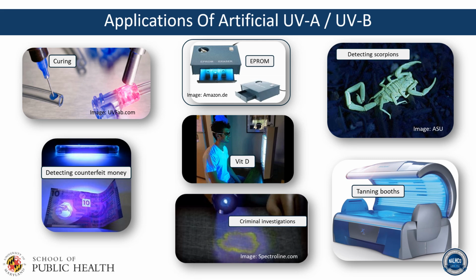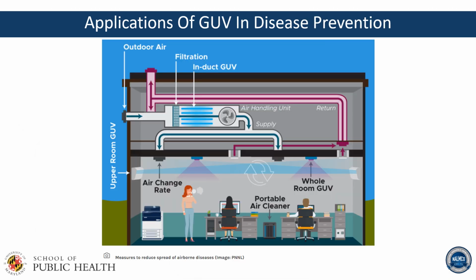Applications of artificial UVA and B can be found everywhere. They're used in curing, to detect counterfeit money, EPROMs, detecting scorpions with black light, vitamin D, criminal investigations, and in tanning booths.